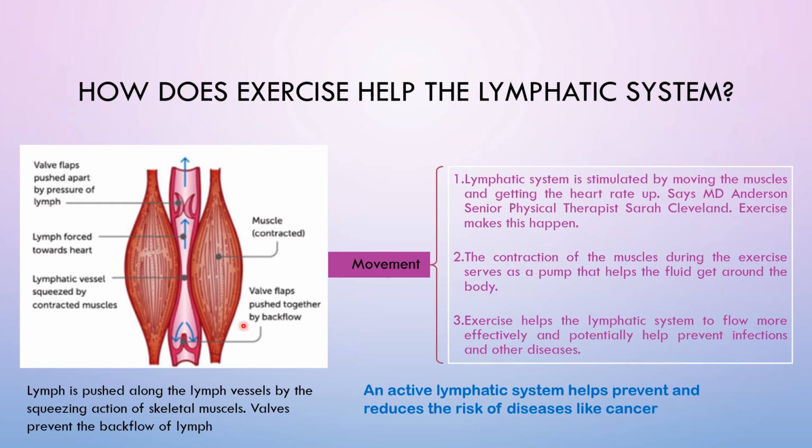Now, this contraction and relaxation of the muscle would happen when we do exercise. So, the lymphatic system gets stimulated by the movement of the muscles, and so it kind of serves as a pump that helps to move this fluid, reach the different parts of the body. So, thus exercise helps to make the lymphatic system more efficient and more effective. And that also in turn helps to prevent infections and other diseases. So they say that research has proven that an active lymphatic system helps to prevent and even reduce the risk of diseases like cancer.